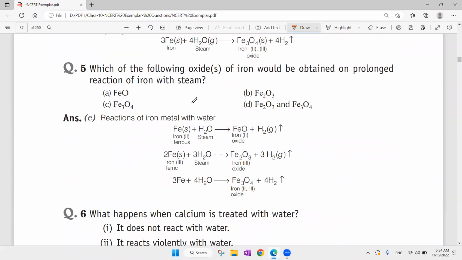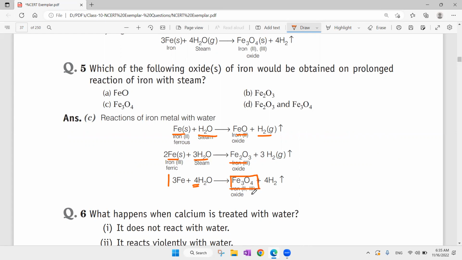Which of the following oxides of iron would be obtained on prolonged reaction of iron with steam? If you observe, iron Fe reacting with steam, we are going to get iron oxide FeO and hydrogen gas. Prolonged heating, they are telling. If you keep on heating with the steam, you are going to get Fe2O3. Now, the correct equation is, when Fe reacts with steam, 4H2O, high intensity, then you are going to get Fe3O4.